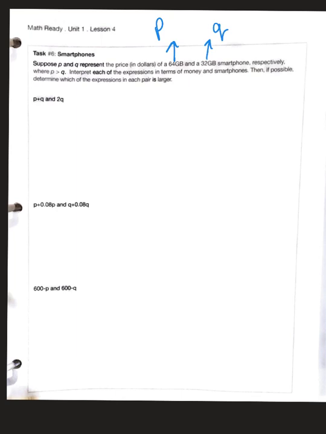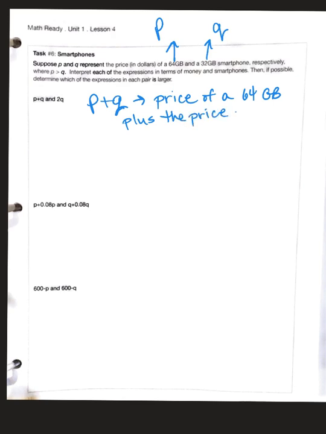Okay, well, first let's interpret each of the expressions. P plus Q, when you interpret that, would be the price of a 64 gig plus the price of a 32 gigabyte. Okay, we interpreted the first expression.